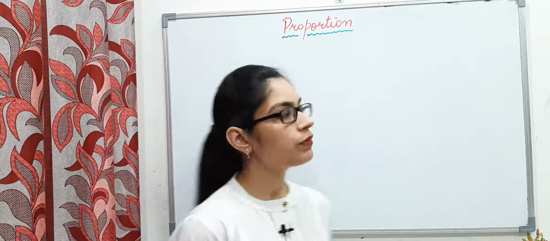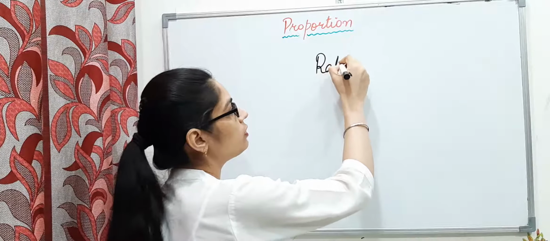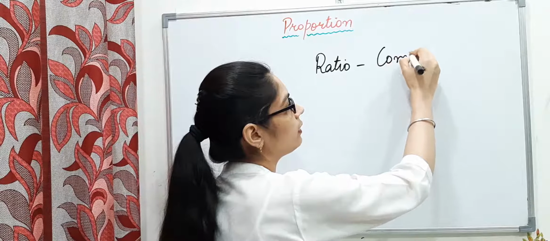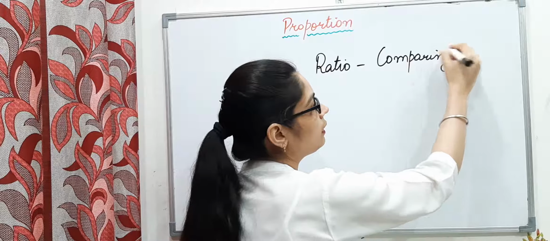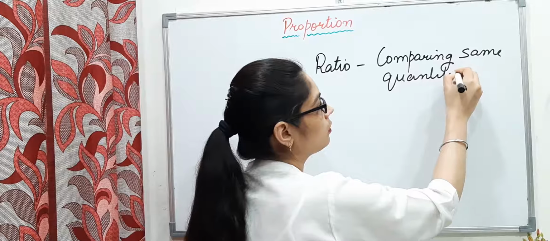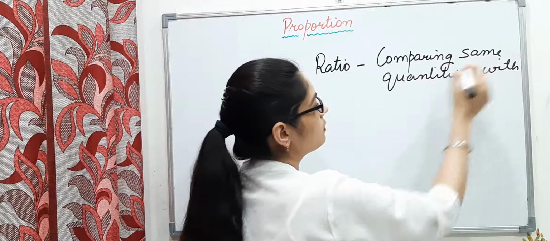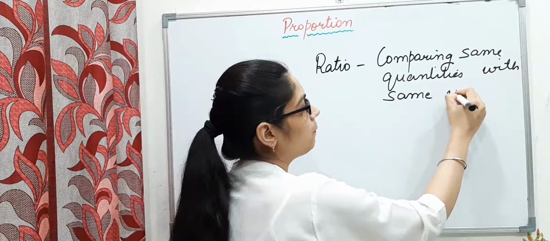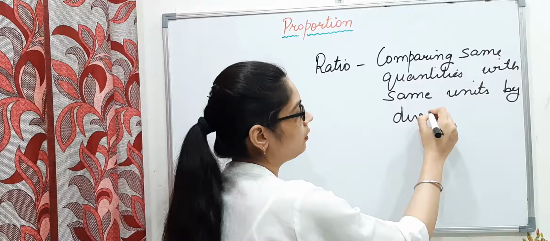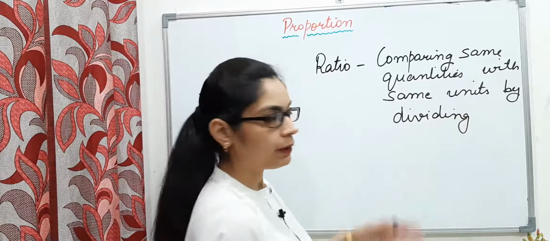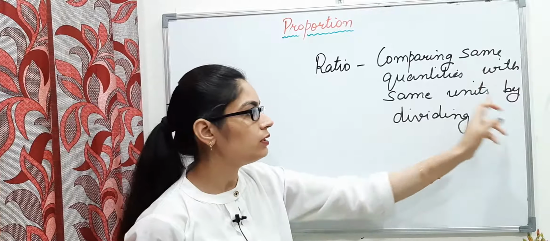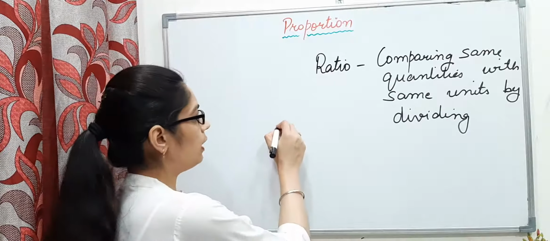So meaning of ratio is comparing two same quantities. Comparing same quantities with same units by dividing. So this thing only you have to understand, and I will just take one example so that you can understand. Comparing same quantities with same units by dividing. So I'll take one example.